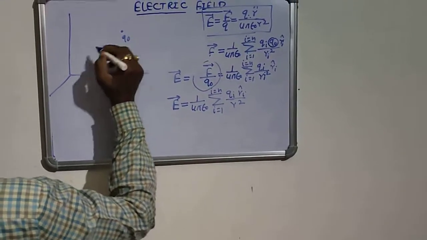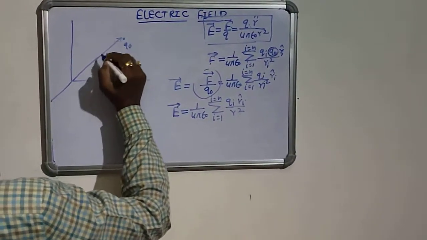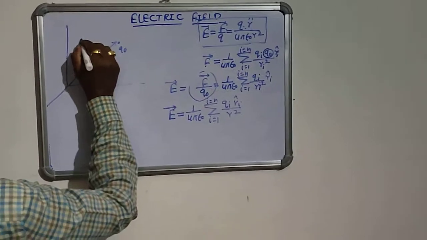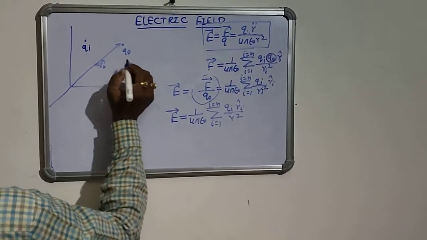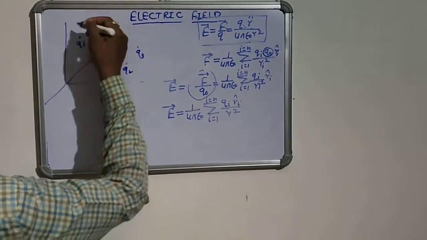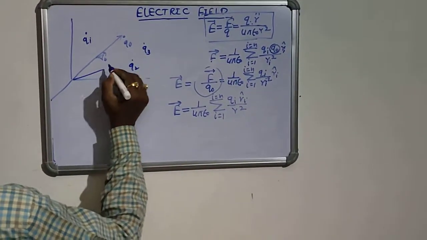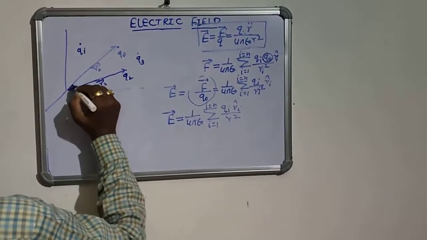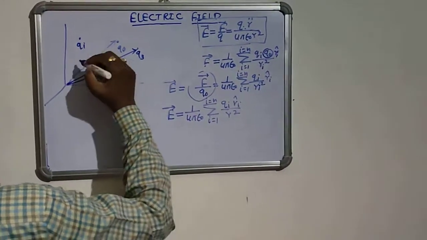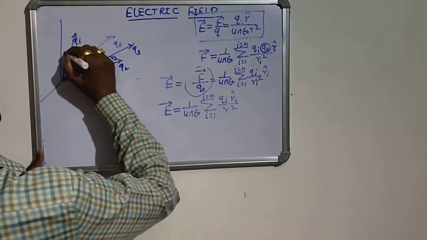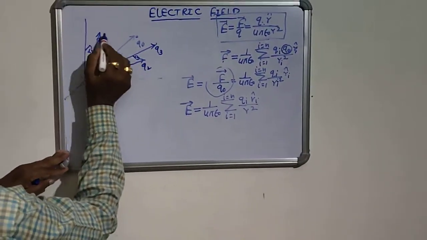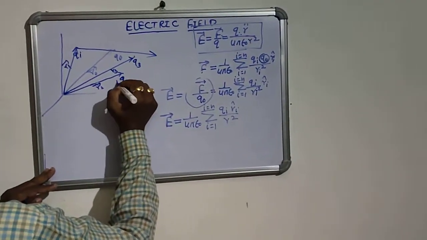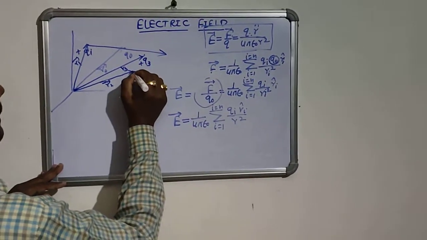Suppose this is test charge Q naught and the position vector is R naught cap, and this is Q1 charge, here is Q2 charge, and here is Q3 charge, and there are so many charges distributed surrounding the test charge. This position vector is R2, and the position vector is R3, and similarly the position vector is R1. Now the electric field applied on the test charge by Q1 charge is in this direction.